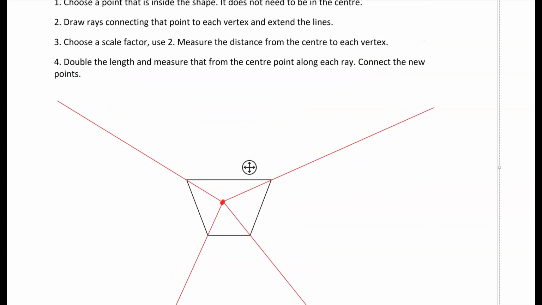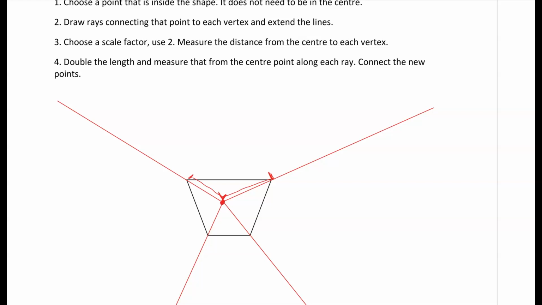Now, for the third part, it says choose a scale factor and use 2. So measure the distance from the center to the vertex. So what that means is you're measuring from here right to your center. So from that distance there to there, or you can do from here and then go out to this vertex. You're going to need all 4 measurements.